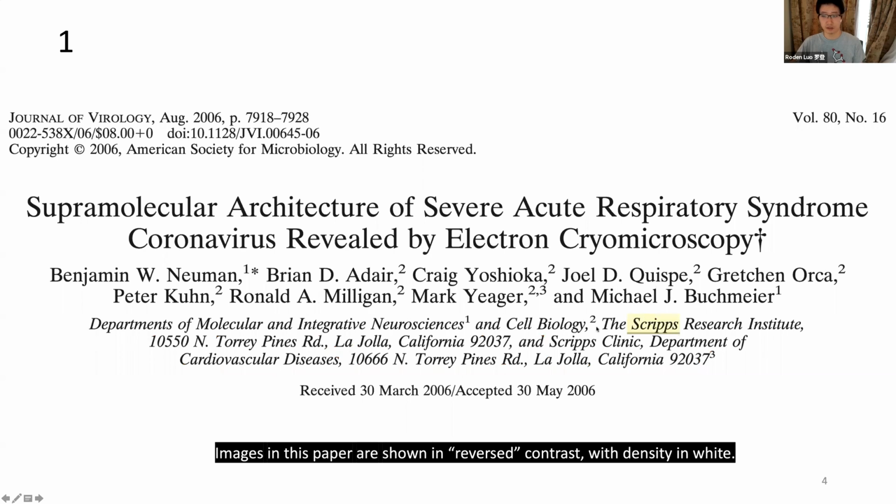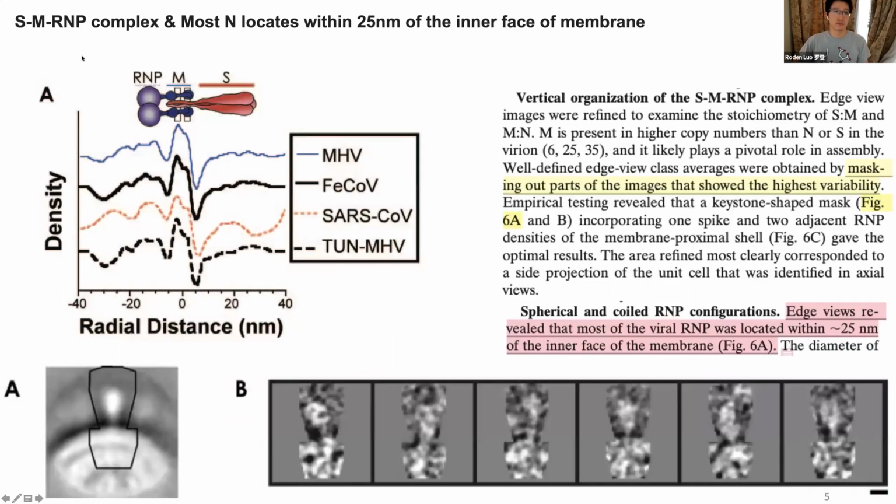The first one is actually coming from Scripps. And one thing to notice, the images in my following presentation have two modes. One is this one. They are shown in reversed contrast, which means the densities are in white, just like the text you see now. The first thing is the S and M and RNP complex shown here, and the relation between them is like this.